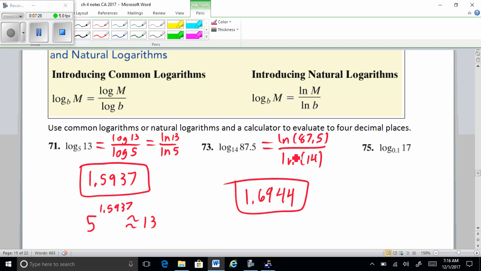I don't think it's worth doing a third example, so that's the end of 4.3. I'm going to make a short video introducing 4.4 next.